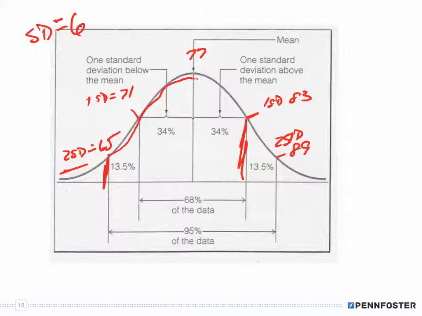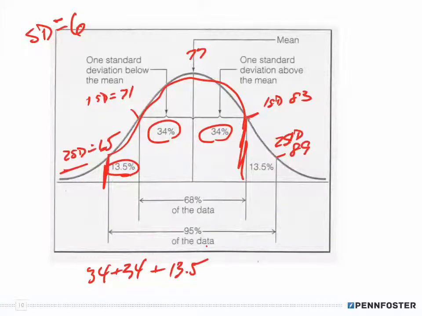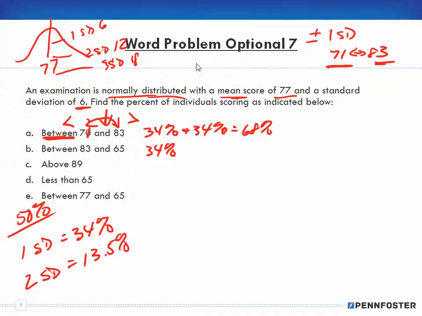Well, in that area right there, we have 34, 34, and 13.5. So 34 plus 34 plus 13.5. 68 plus 13.5 is 82.5%. So 82.5% is between 65 and 83. It's really that simple. Just think about whether you're above, below, or between those particular numbers, then see what the percentages are and add them up. So that's 82.5%. All right, C is above 89.